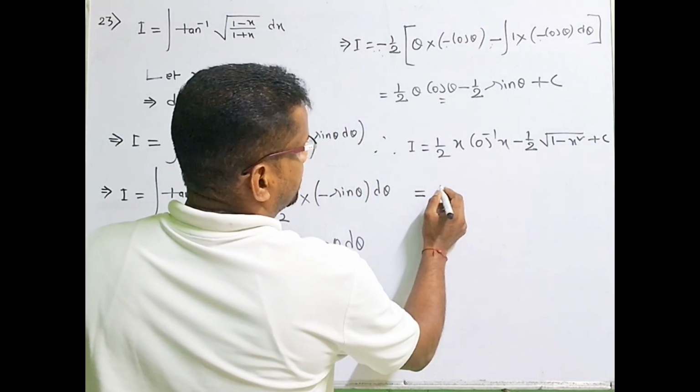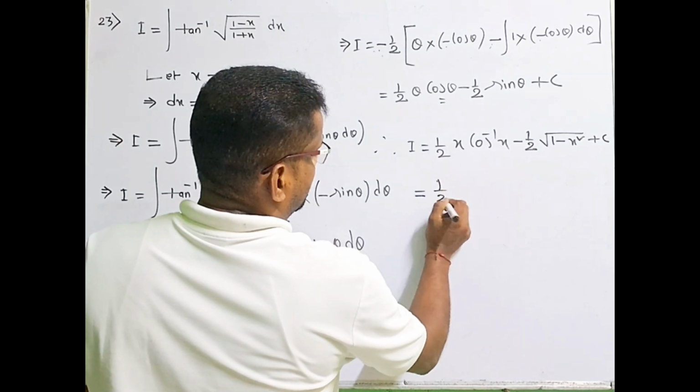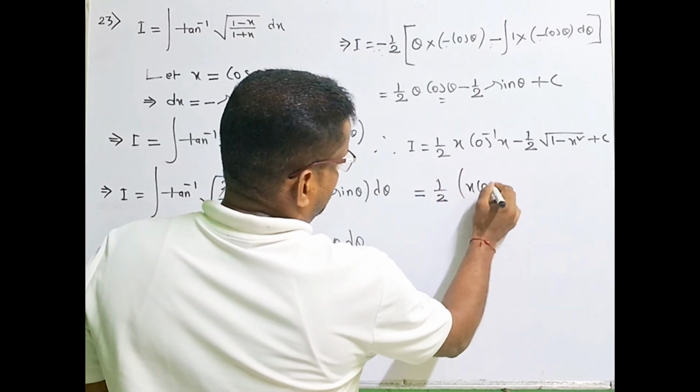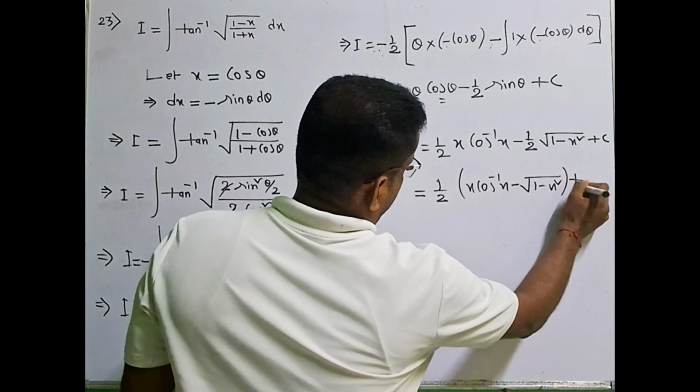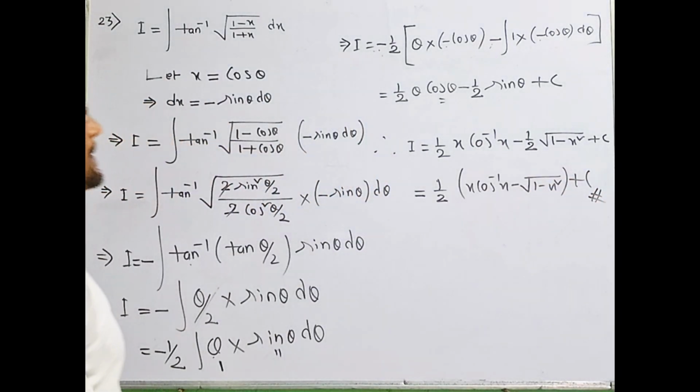So this is your final answer. You can do one thing also here, half you can take common: x cos inverse x minus under root over 1 minus x square, plus c. This is your final answer.